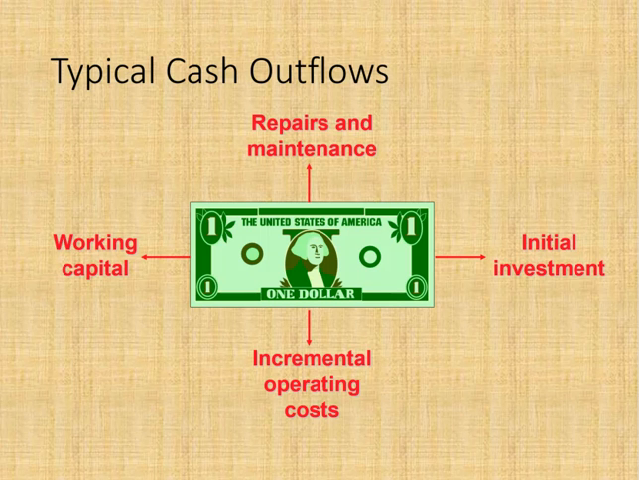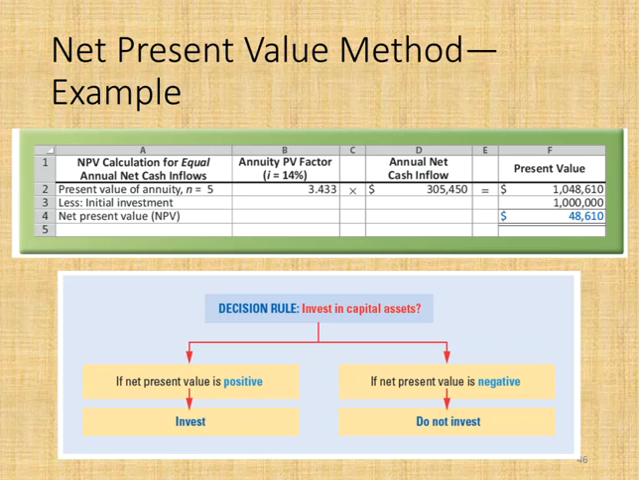Typical outflows in net present value calculations would be things like working capital, which is current assets minus current liabilities. So the initial investment in working capital will be an outflow of cash. And then it is recaptured typically at the end of the project when we don't need any more working capital. So it's recognized as a cash outflow at the beginning of a project and a cash inflow at the end of the project. So we've got our initial investment, things like repairs and maintenance and incremental operating costs.